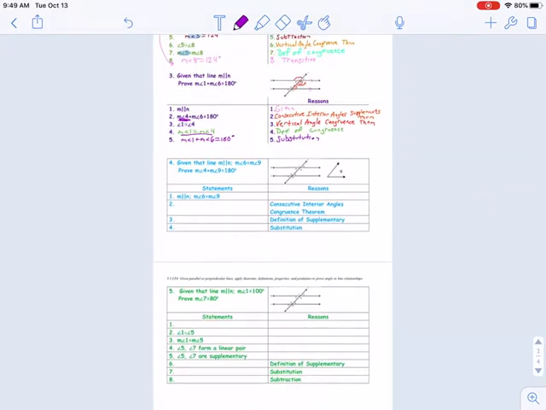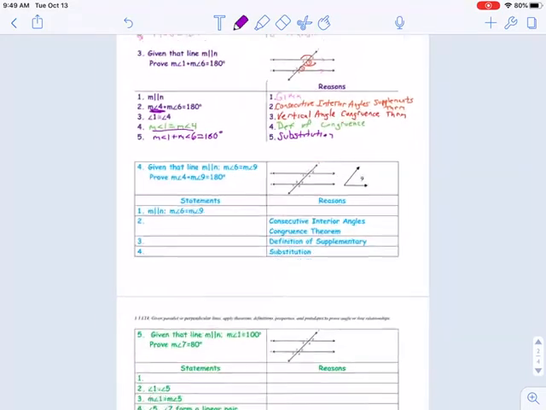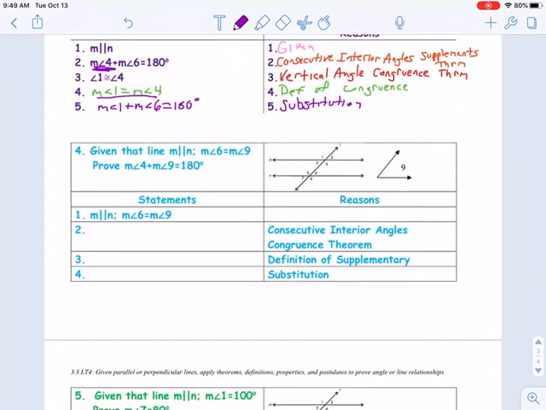Okay, a lot of proofs today. It's good stuff, a lot of great practice going on. All right, repetition, refining our skills, all that fun stuff. All right, so given that the lines are parallel and the measure of angle 6 equals the measure of angle 9.